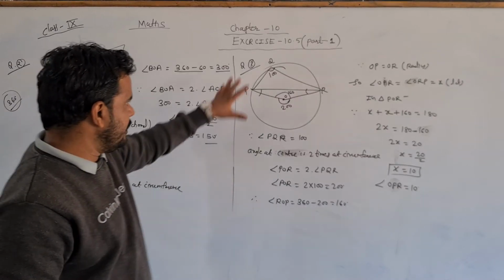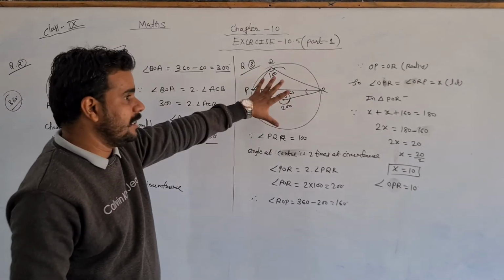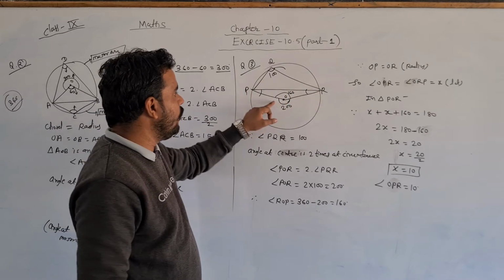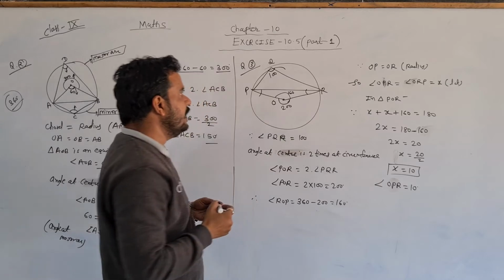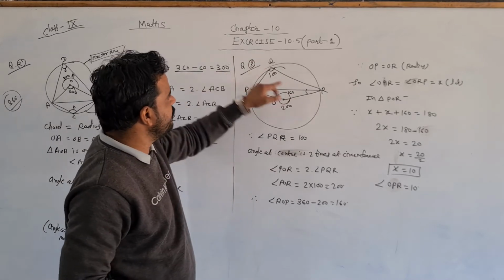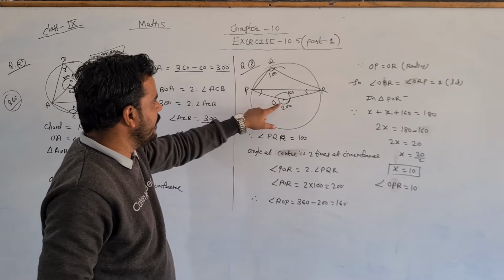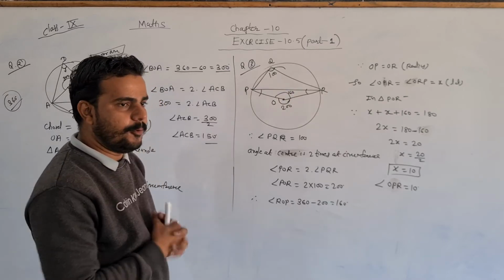Okay. In this question also, this is a circle and PR is the chord, O is the center of the circle, and the given thing is PQR is equal to 100 degrees, and we have to find the angle OPR. We need to find the angle OPR.